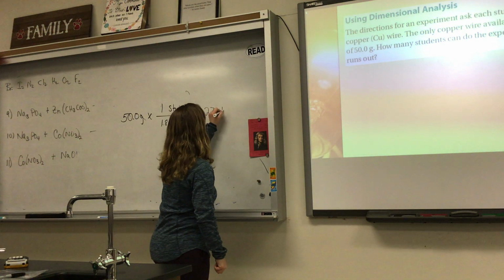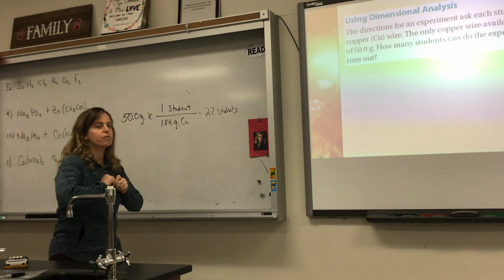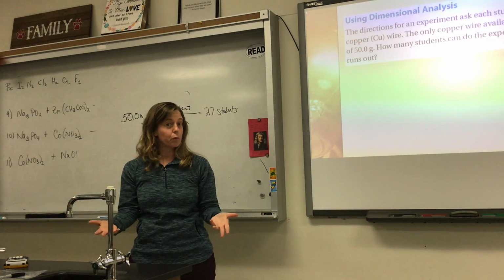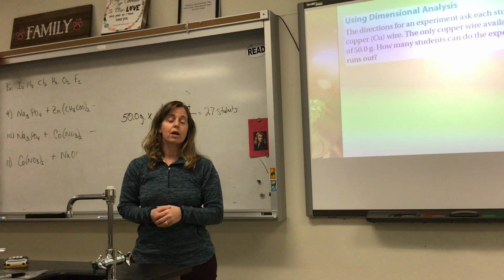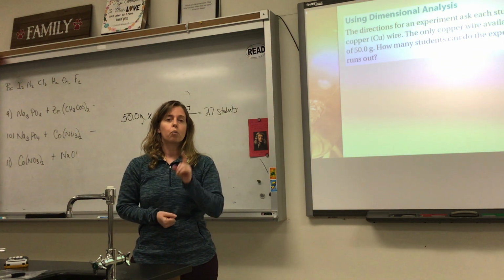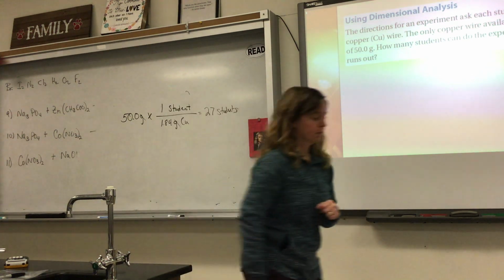Now, if you looked at your calculator, it would have actually given you a number of 27.1. But as you know, we can't have a 0.1 student, right? So we would round that number to a whole number and say 27 students would be able to do this lab with one spool of the copper wire, okay?